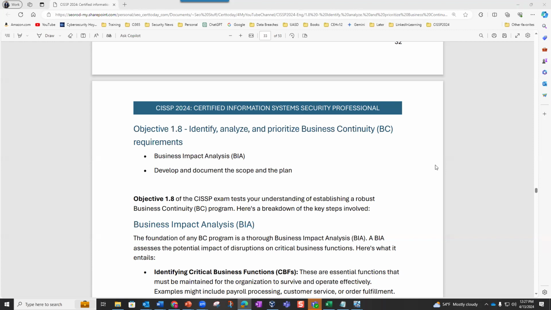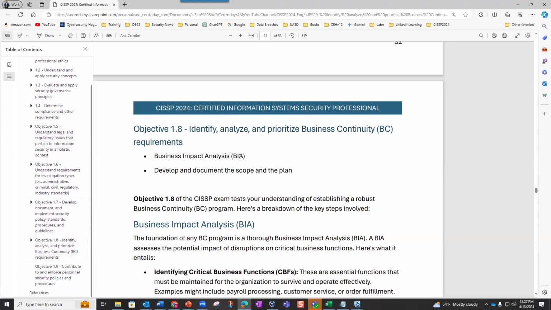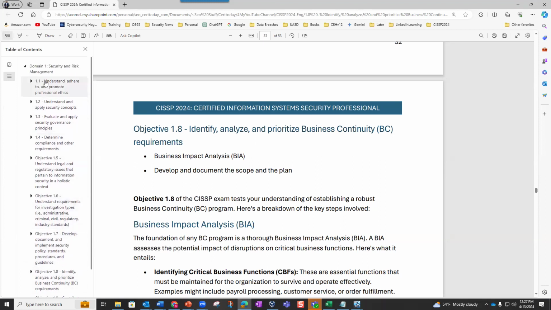In this presentation, we are going to talk about these two topics: business impact analysis, BIA, and develop and document the scope and the plan. Okay, so we are already here on objective 1.8, still in domain 1 of the 8 domains of the CISSP. Objective 1.8 of the CISSP exam tests your understanding of establishing a robust business continuity program.